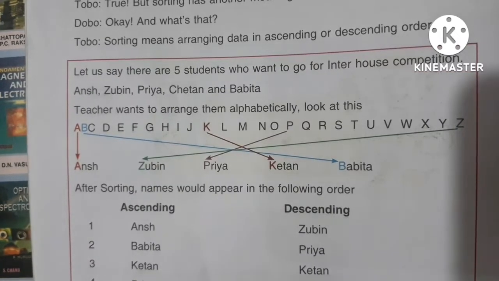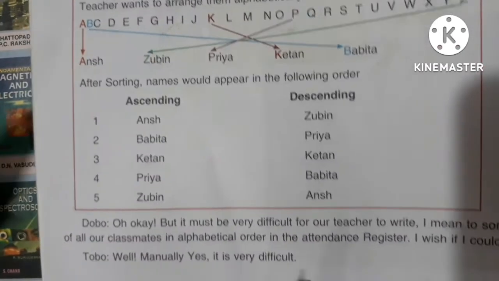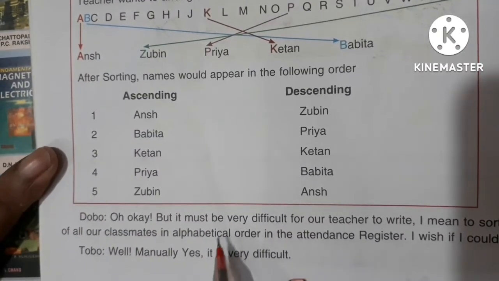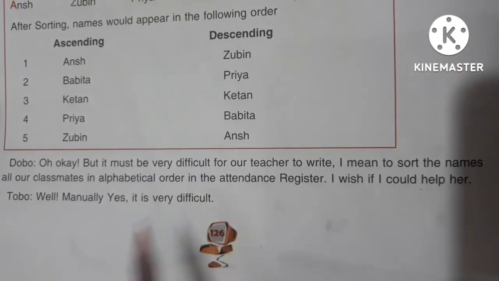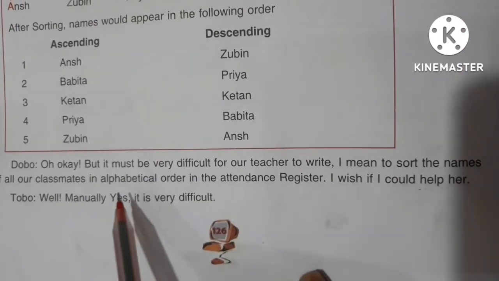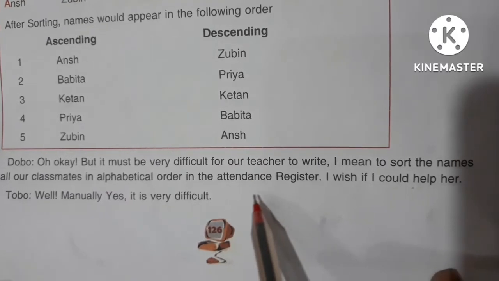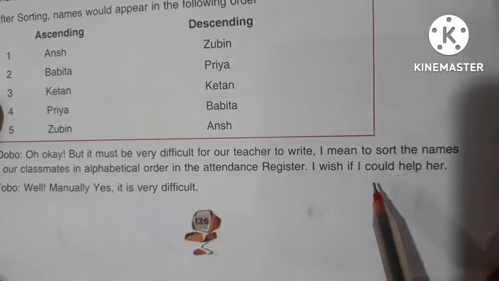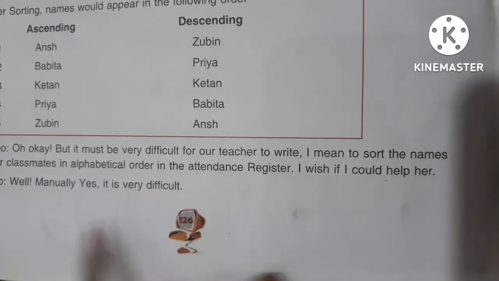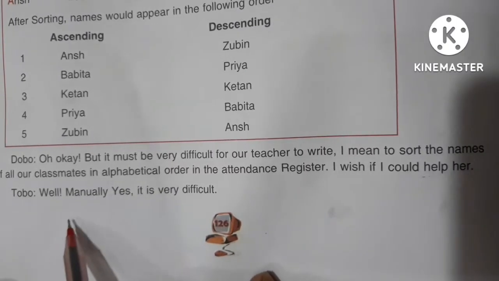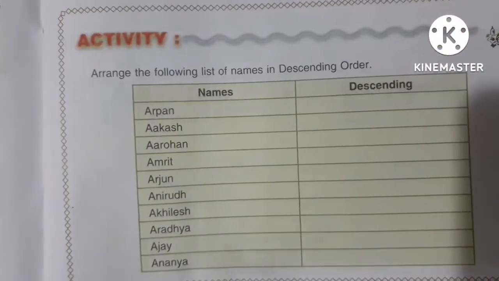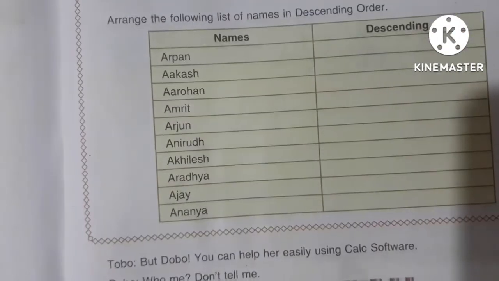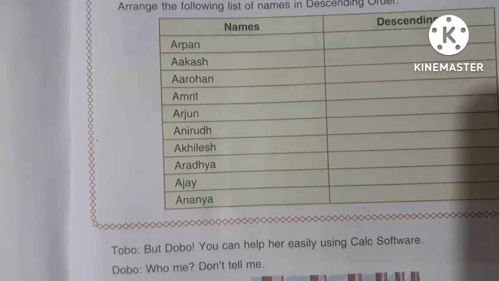Here you may see. Oh, okay, but it must be very difficult for our teacher to sort the names of all our classmates in alphabetical order in the attendance register. I wish I could help her. Well, manually, yes, it is very difficult. Ascending, descending. Here you have to write in descending order.